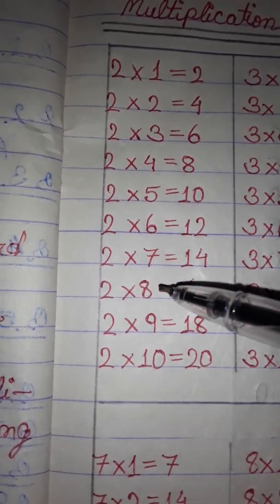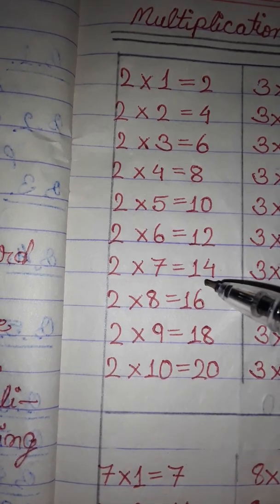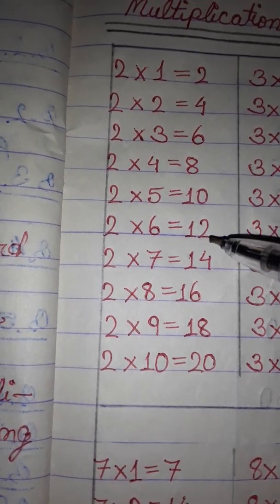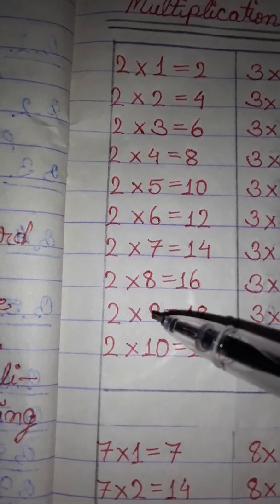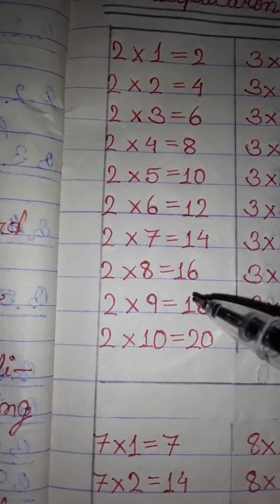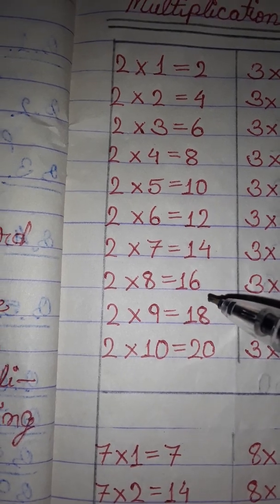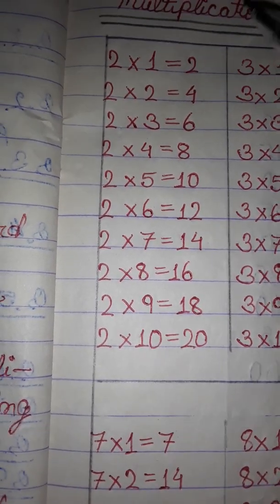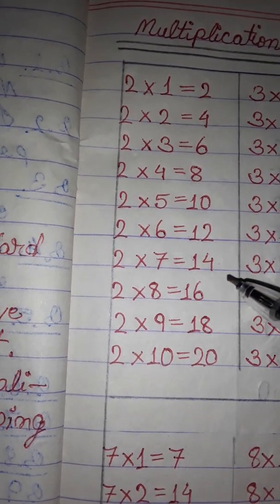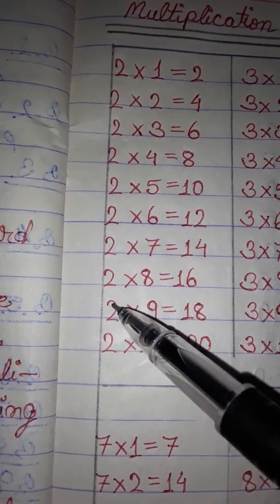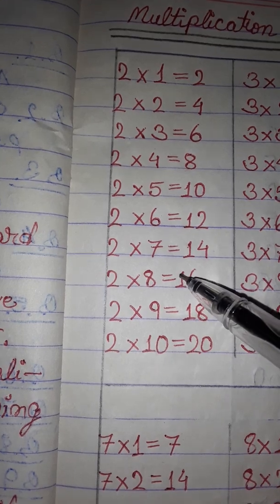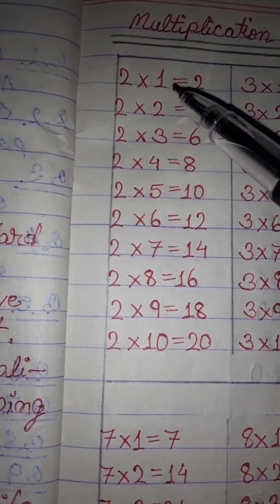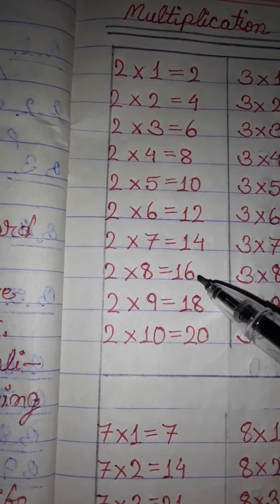Now next we have 2 into 7 is equal to 14. For this you have to just add 12 plus 2. The answer will come as 14. Now the next one is 2 into 8. For the answer of this, you have to just add 14 plus 2. The answer will be 16. So next one is 2 into 9 is equal to 18. For this you have to just add 16 plus 2. The answer will be 18.